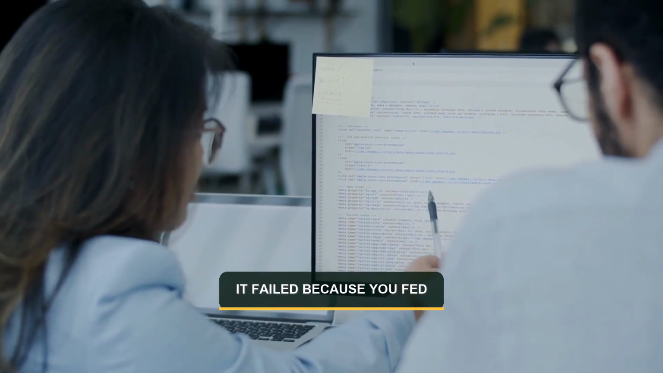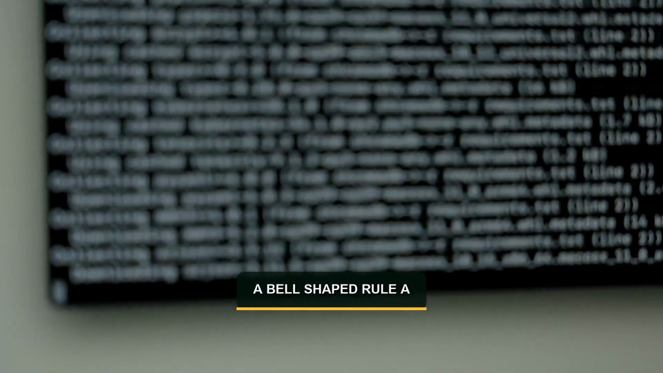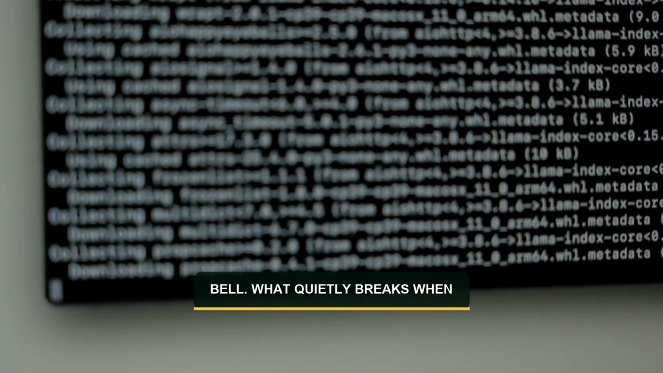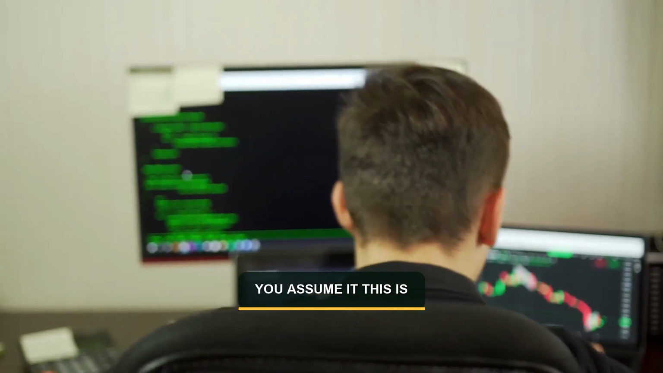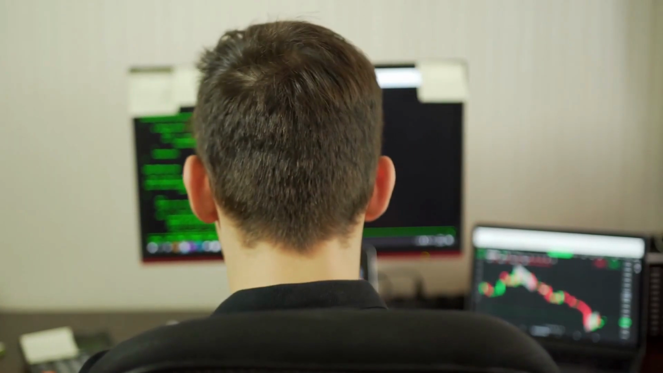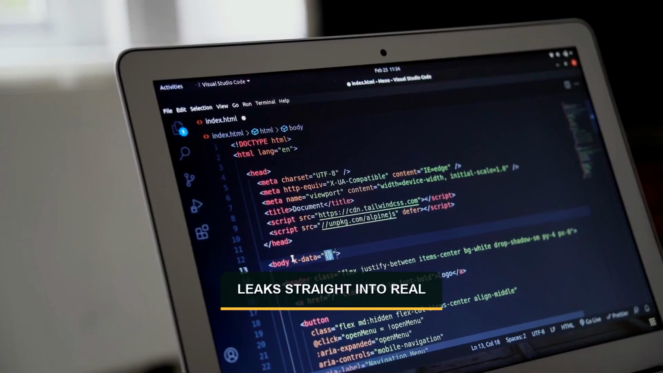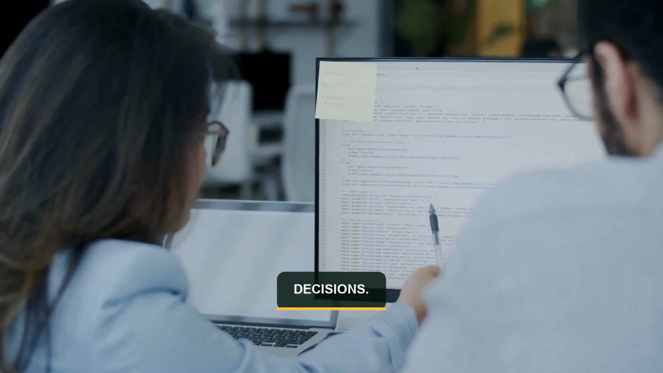It failed because you fed a bell-shaped rule a distribution that was never a bell. What quietly breaks when you assume it? This is not academic, because the wrong assumption leaks straight into real decisions.